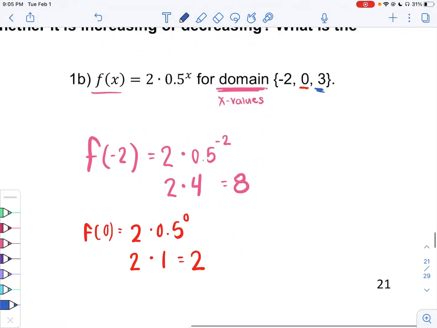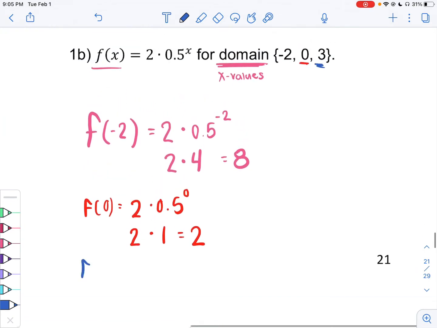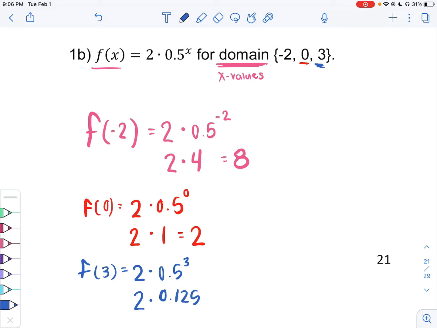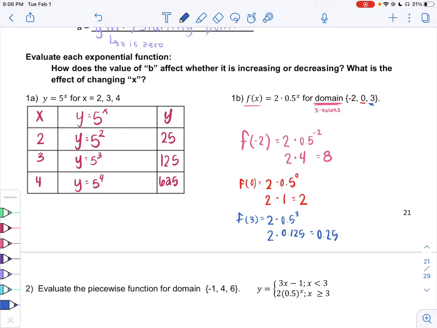My last x value is 3. Everywhere I see x, I'm going to put 3. Oh, I'm so sorry about that. So here we're going to do 0.5 raised to the third power, and that will give you 0.125. Then we're going to multiply by 2, and that gives you 0.25. So we have evaluated for these x values.